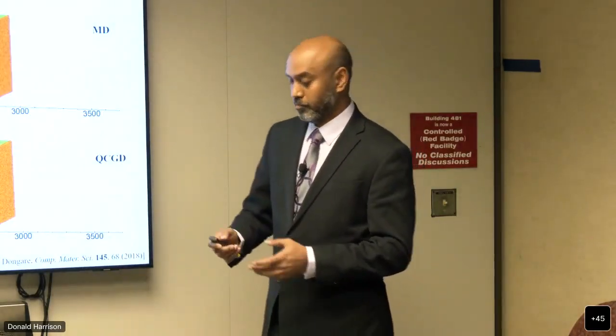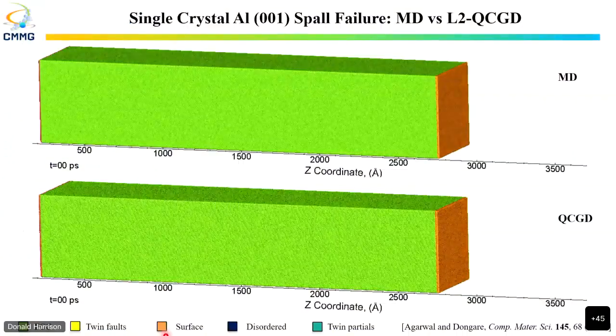But this is just showing simple capabilities. This is a shock of a single crystal aluminum. This is with MD, about 40 million atoms. The same system is modeled with 5 million atoms because this is level 2. So you have 1/8 of the number of atoms.